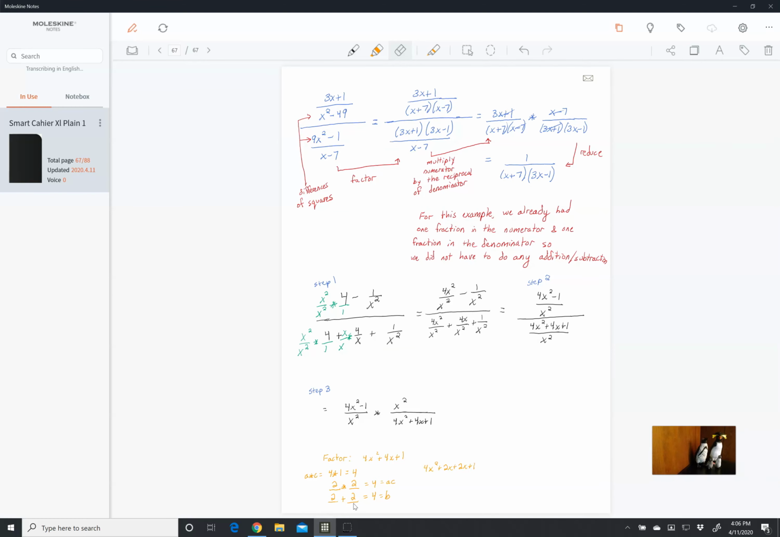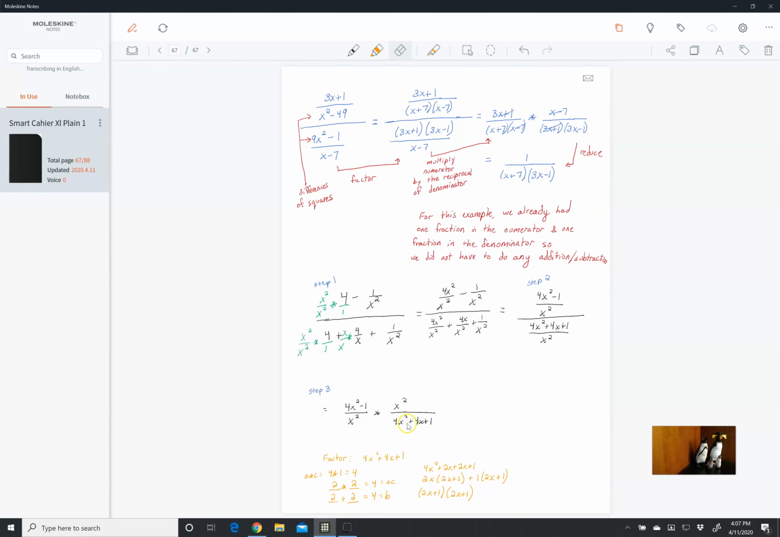And this is factoring by grouping. From these first two terms, we can factor out a 2x. So it becomes 2x times 2x plus 1. From the second set, we can't factor anything out, so it just becomes 1 times 2x plus 1. And if we pull out the 2x plus 1, we get a 2x plus 1 times a 2x plus 1.